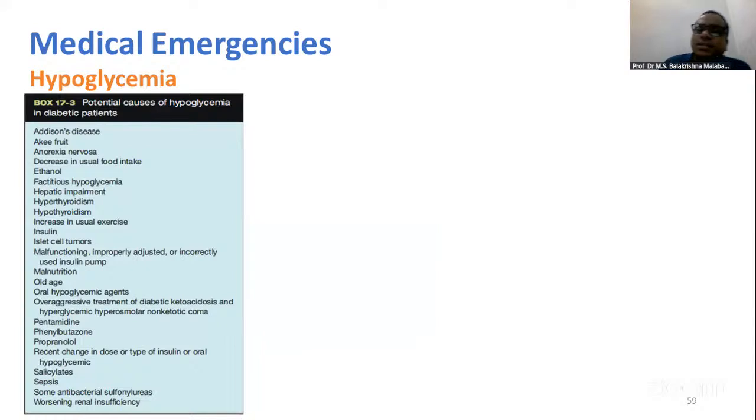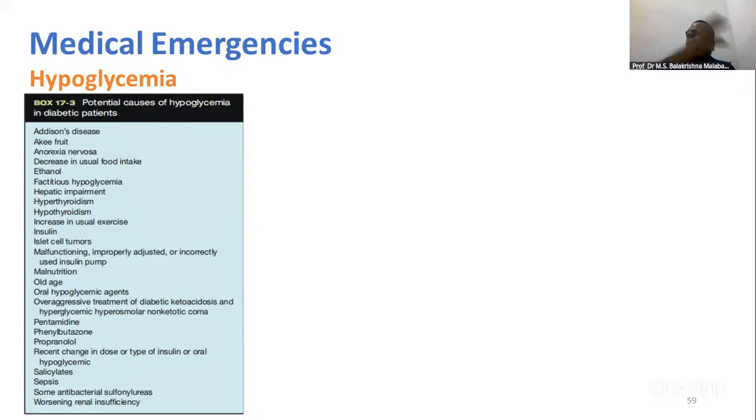Next is hypoglycemia, which I have already told in my level 1. Hypoglycemia means the patient is going to feel very weak and he may go into a diabetic coma, that means syncope, right? So what are other reasons it could be? Potential causes of hypoglycemia. It cannot be only diabetic. Major reason is diabetic, but other conditions or syndromes the patient is having.